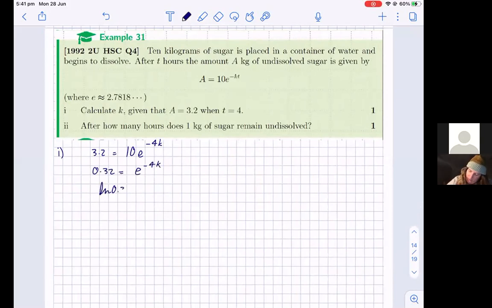ln 0.32 equals minus 4K. So K is -4 on ln 0, wait, other way around. Negative ln 0.32 on 4. So K is approximately negative ln 0.32 on 4, 0.2849.